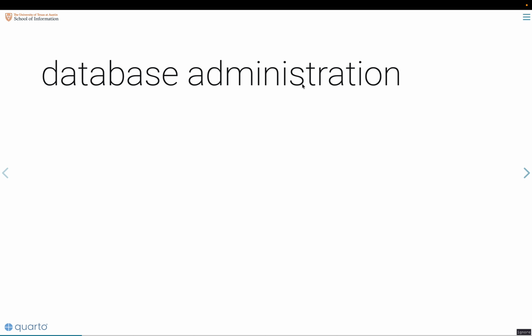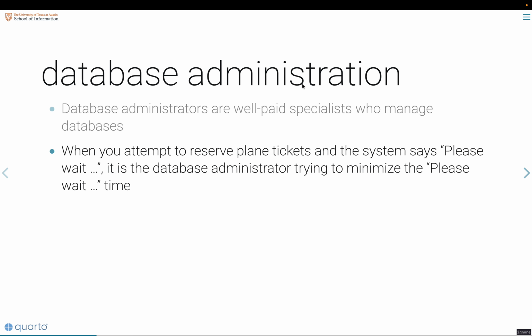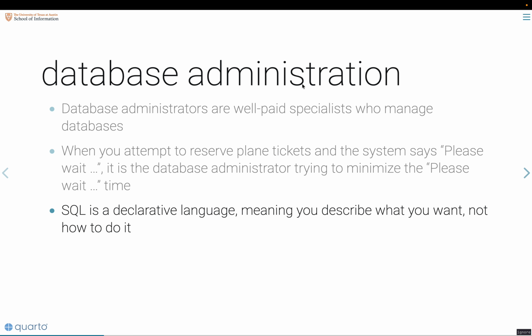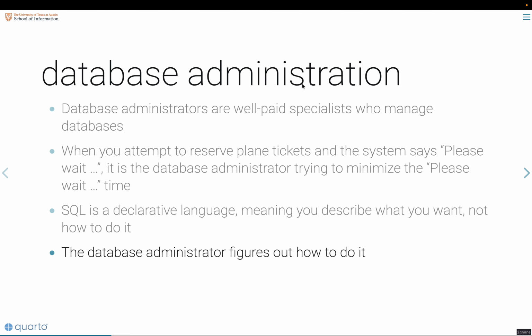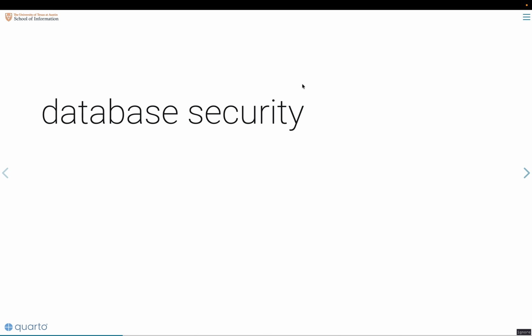So we're going to avoid learning database administration. Database administrators are well-paid specialists who manage databases. And when you attempt to reserve plane tickets and the system says, please wait, it is the database administrator who's trying to minimize that please wait time. SQL is a declarative language, meaning that you describe what you want, not how to do it. And the database administrator or the system itself figures out how to do it. You need advanced courses to become a database administrator.